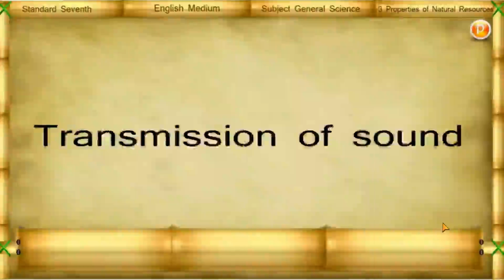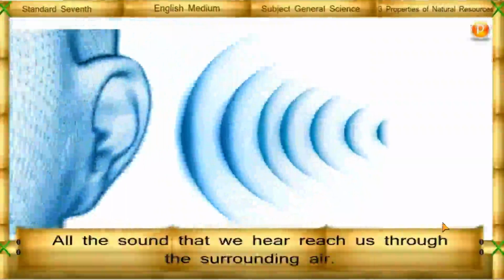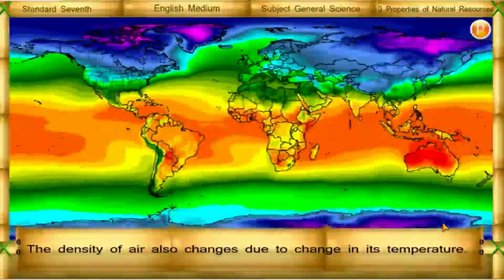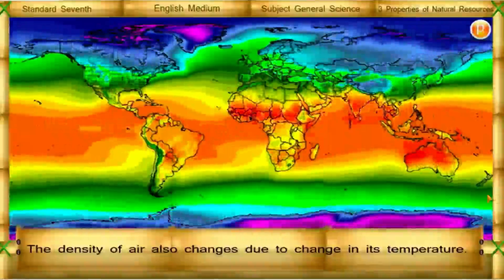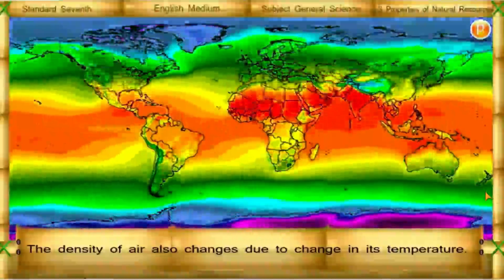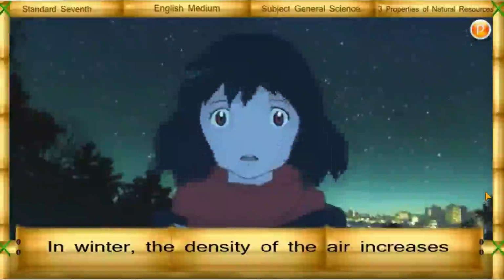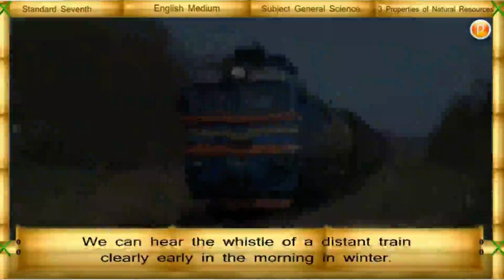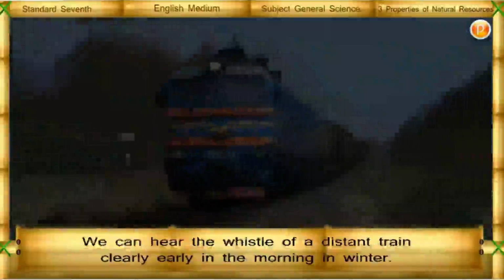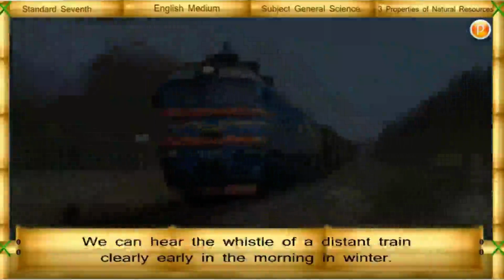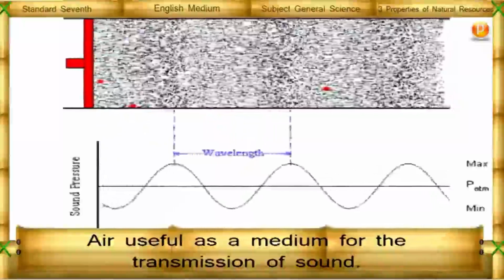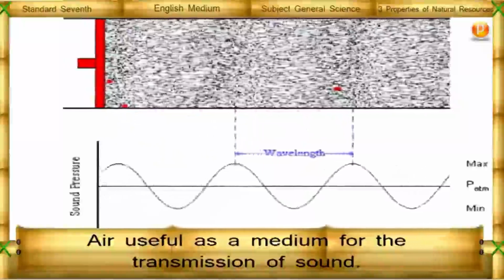Transmission of sound. All the sound that we hear reaches us through the surrounding air. The density of air also changes due to change in its temperature. In winter, the density of air increases. We can hear the whistle of a distant train clearly early in the morning in winter. Air is useful as a medium for the transmission of sound.